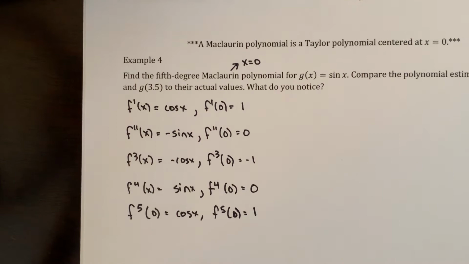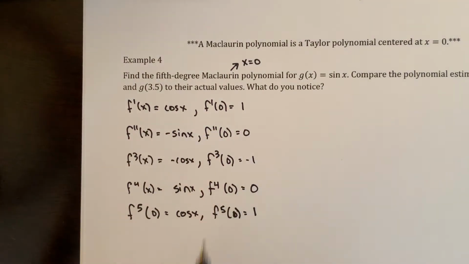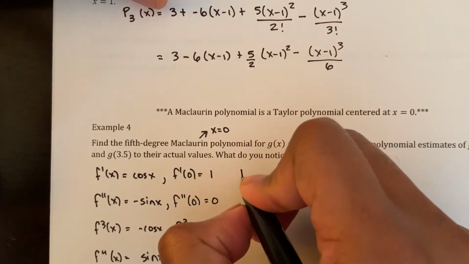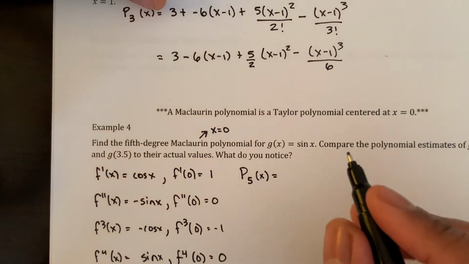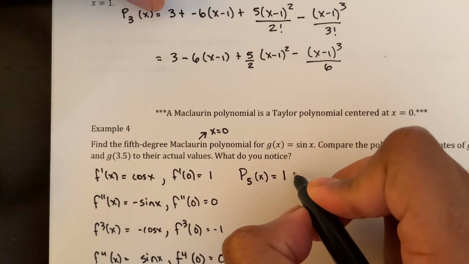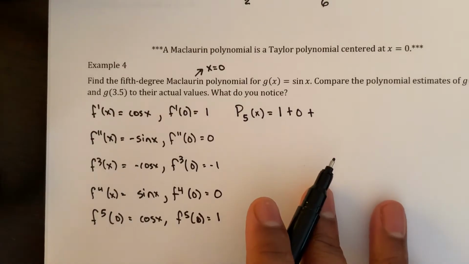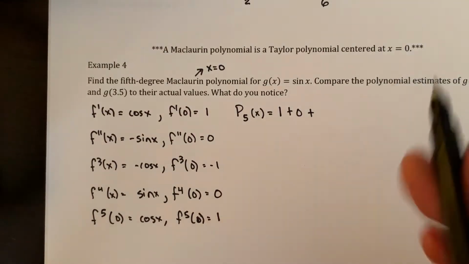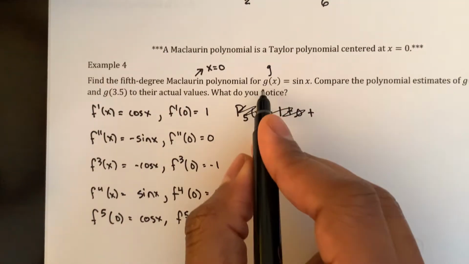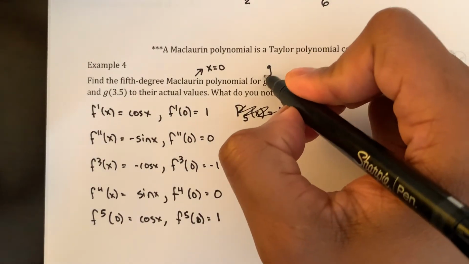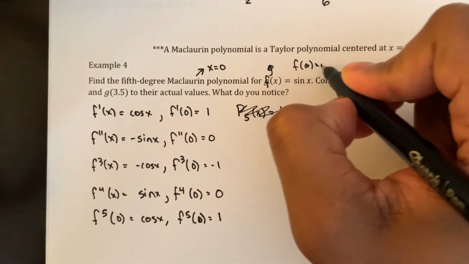So when we write our 5th degree expansion, we only need the non-zero terms. So we're going to have P5 of x, that's going to equal 1 plus 0 plus, well, let's start over. So I guess this should be G instead of F's. I forgot. We'll just change that to an F. So F of 0 is obviously 0.